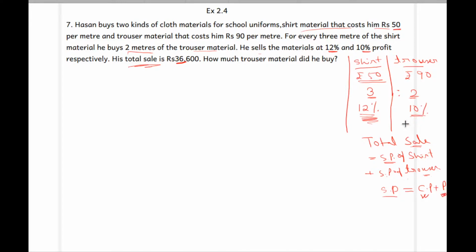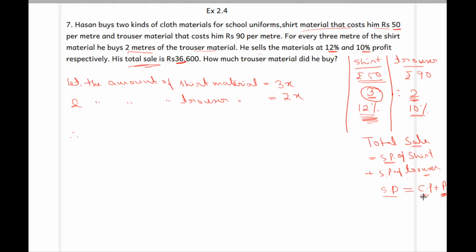Okay. Now let's start. Let the amount of shirt material, in the ratio 3:2, be 3x, and the amount of trouser material be 2x. Okay. Next step is what?